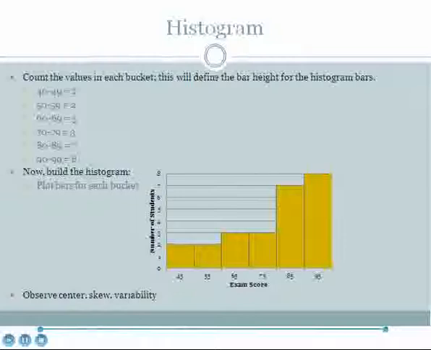Most of the data is skewed toward the high end of the values. That is, most of the students scored in the 80s or 90s. The data is centered around a value of 80.